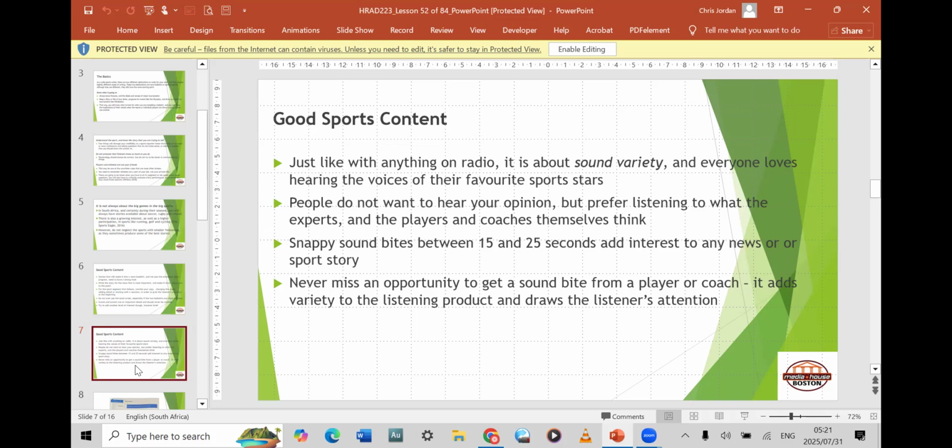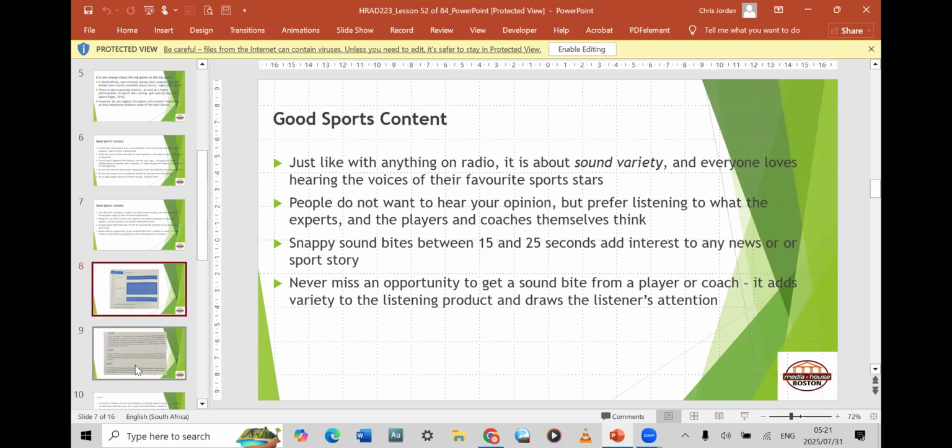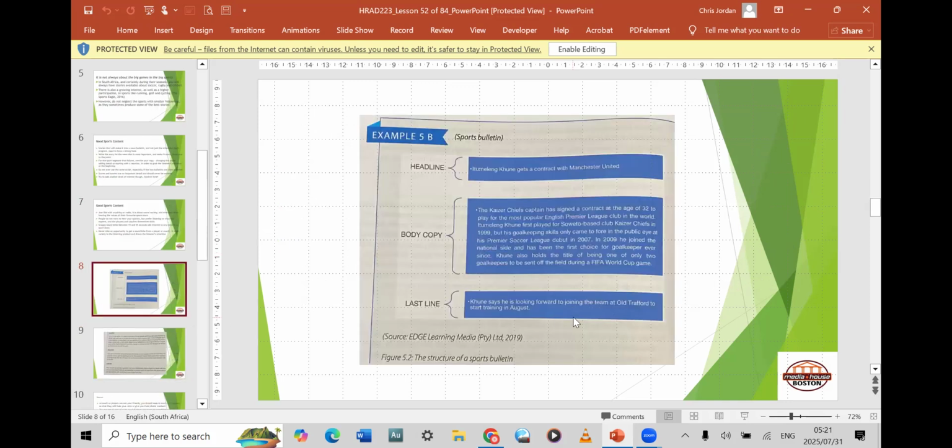Yeah. So just like with anything on radio, it's about sound variety, and everyone loves hearing the voices of their favorite sports stars. So don't forget about those sound bites, right? People don't want to hear your opinion, but prefer listening to the experts, because they are experts for a reason. So rather pull from the coach, the captain, one of these sports athletes, or the organizer, and include that as a soundbite rather than anything else. Never miss an opportunity to get a soundbite from a player or a coach. It really adds variety, but also adds quality to your whole bulletin itself.